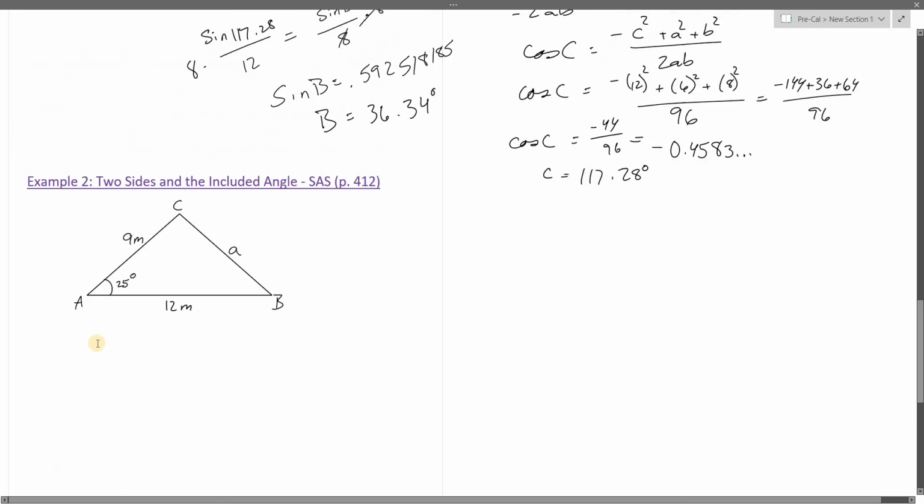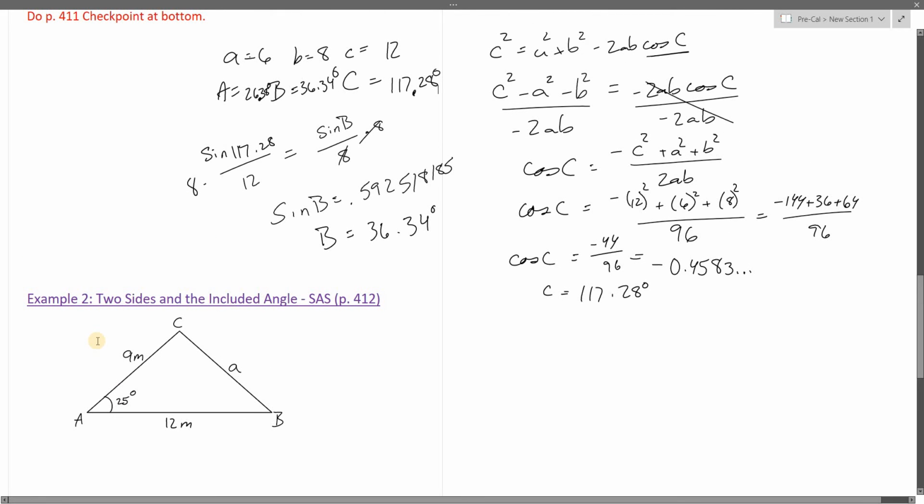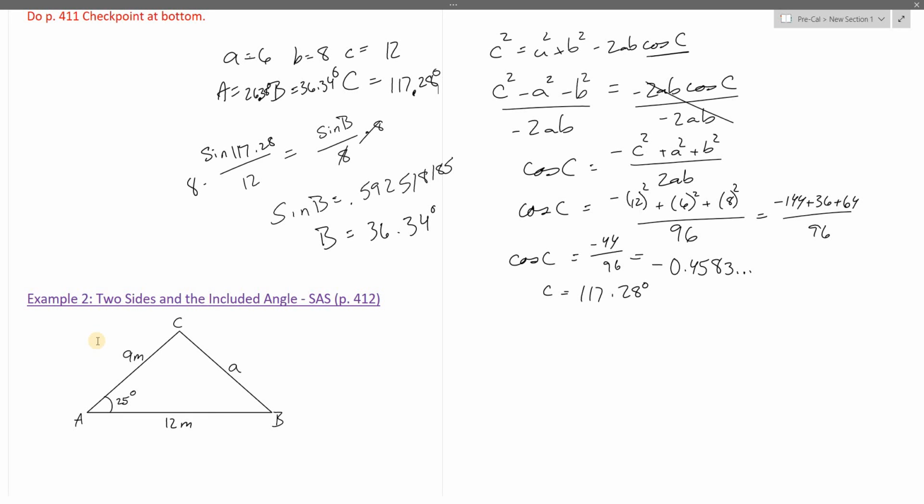actually one statement I wanted to make. At the top of 412, your book says a statement here. Do you see why it is wise to find the largest angle first in example 1? Knowing the cosine of an angle, you can determine whether the angle is acute or obtuse.